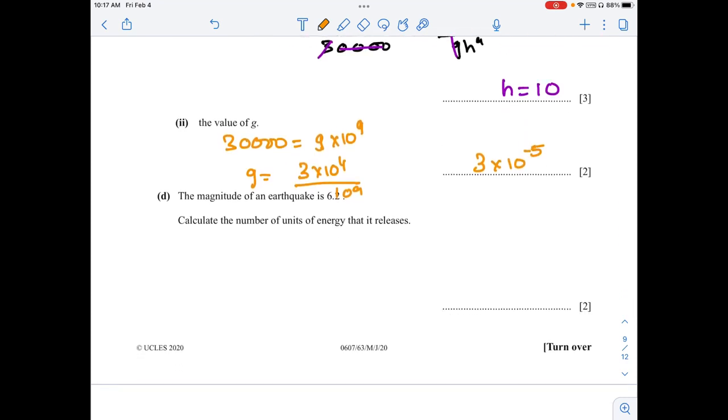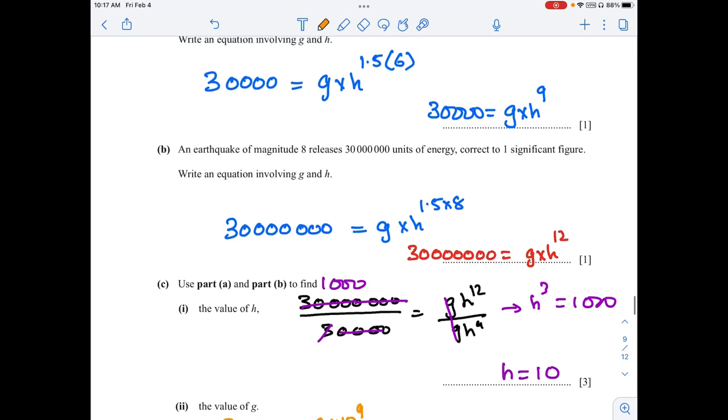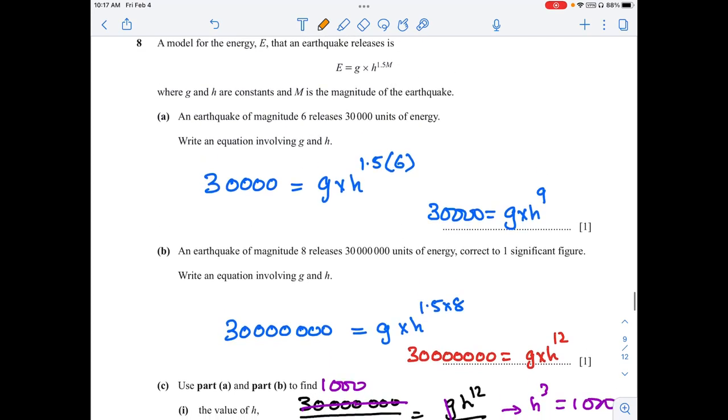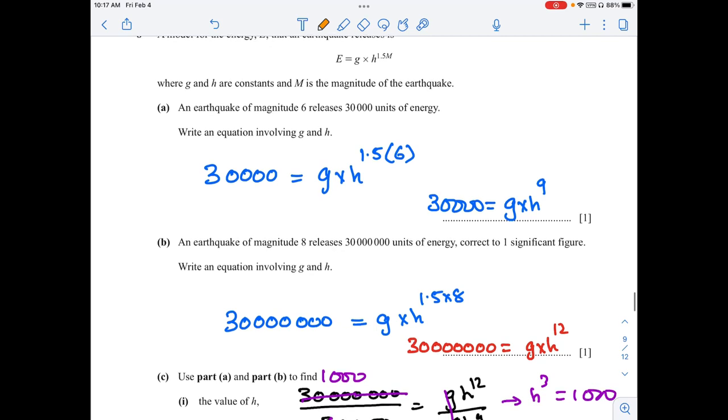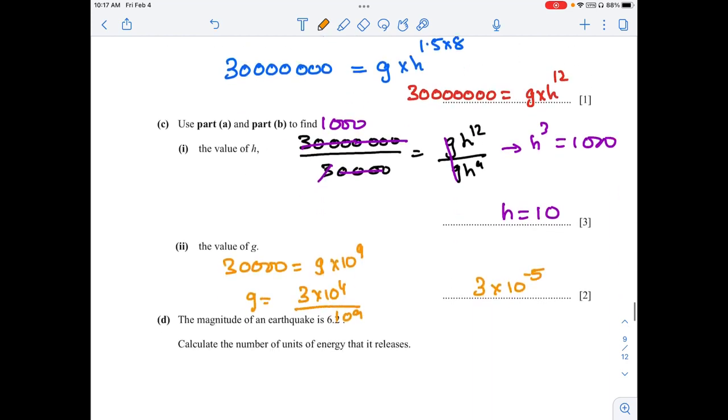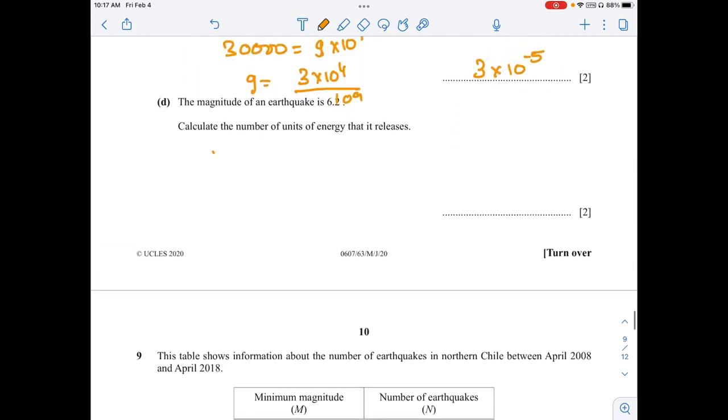The magnitude of the earthquake is 6.2. Calculate the number of units of energy it releases. So the magnitude is 6.2. We know that E is equal to G times H to the power of 1.5 times M. G value we got 3 times 10 to the power of minus 5. H value we got 10, to the power of 1.5 times 6.2. Simplify that, and rounded, we get 60,000.